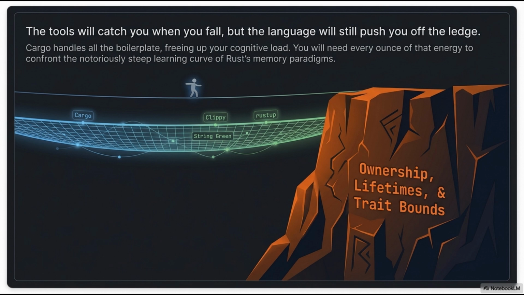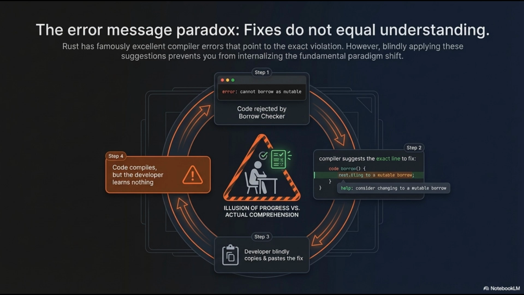Perfect summary. But the sources say that wrapping your head around this in the first 2 to 4 weeks is, well, brutal. You will write logic that you know is logically correct, and the compiler will just say no. And this brings up a phenomenon I like to call the error message paradox. Rust has famously excellent compiler error messages. If the borrow checker rejects your code, it doesn't just vomit a cryptic stack trace onto the terminal. Right, no Java null pointer exceptions here.